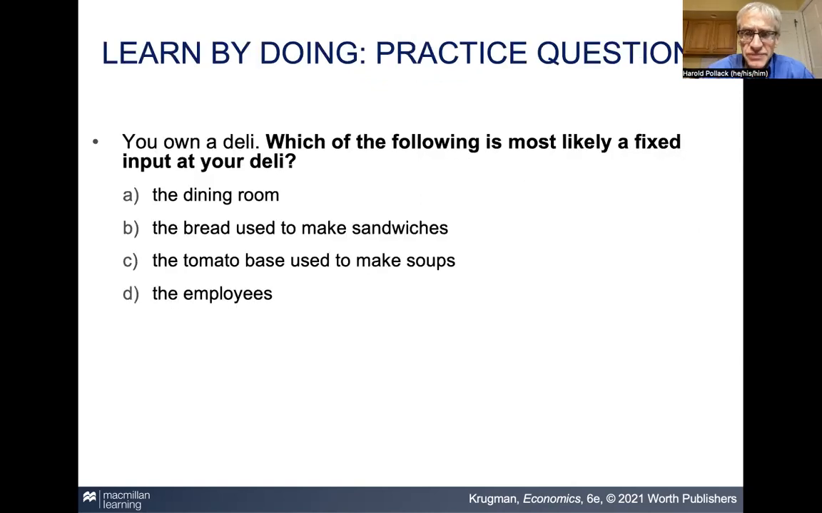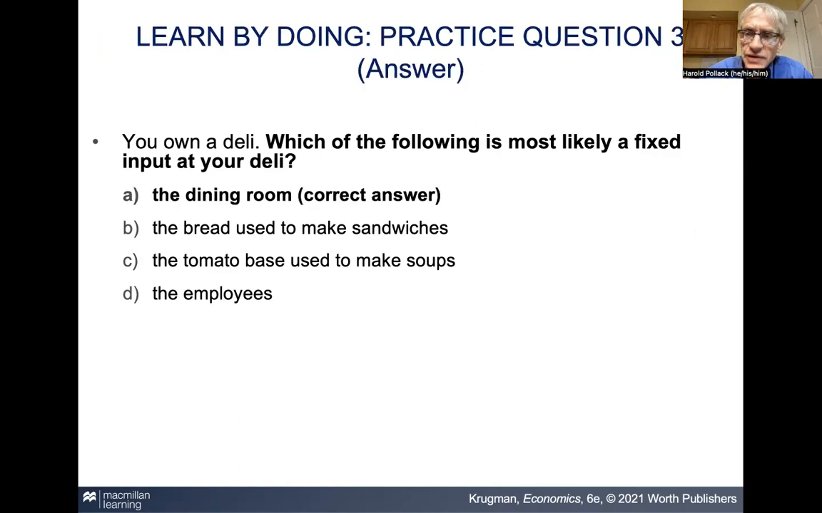Okay. You own a deli, which of the following is likely a fixed input? You've got the dining room, the bread, the tomato base, and the employees. Well, what do you think? Yep, dining room. Because you come in the morning, it's there. You can't get rid of your dining room, at least in the short term. That's just a fixed cost.